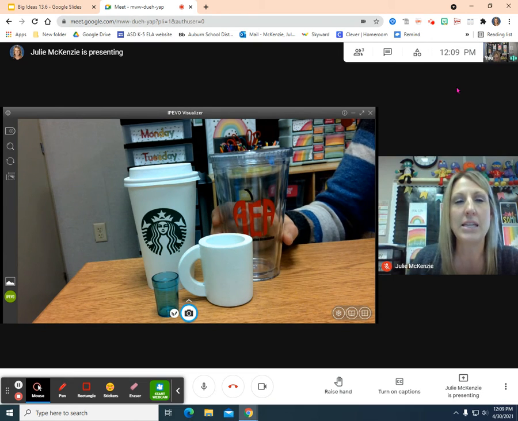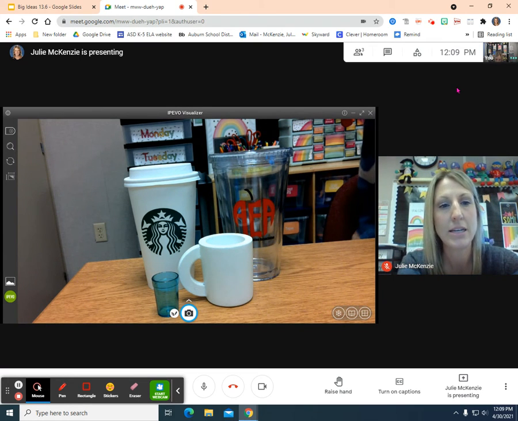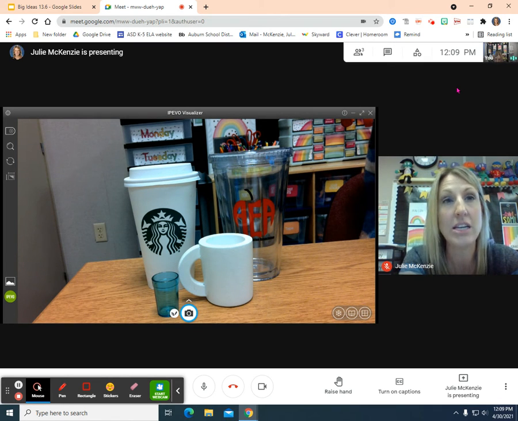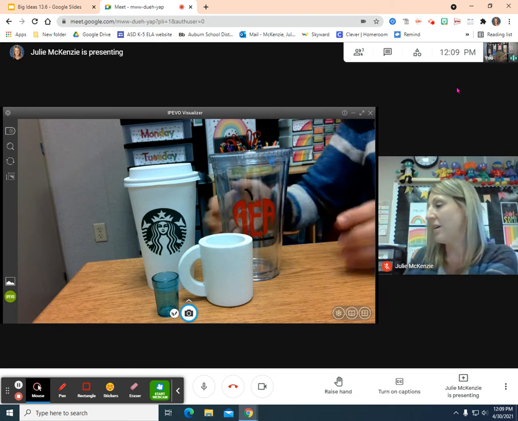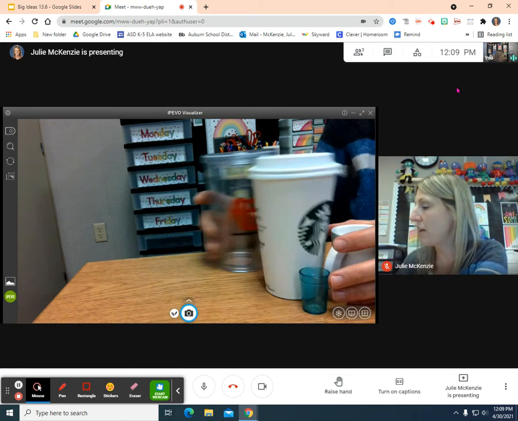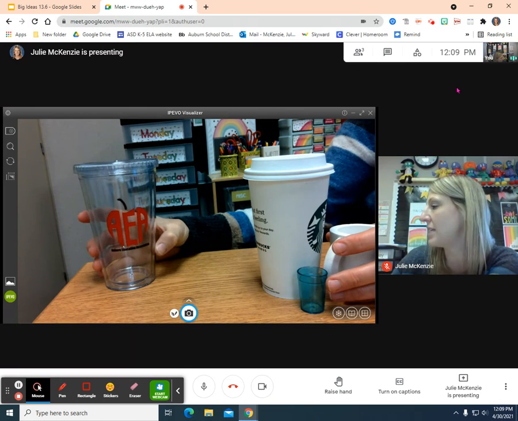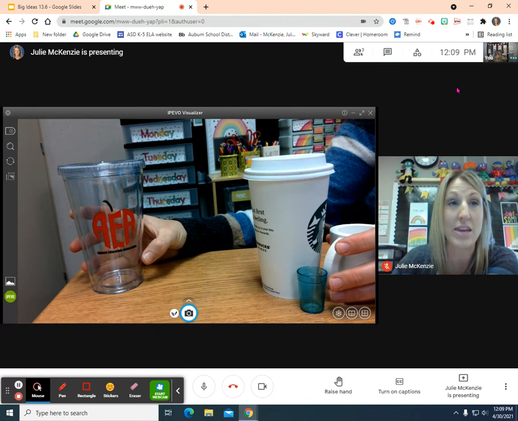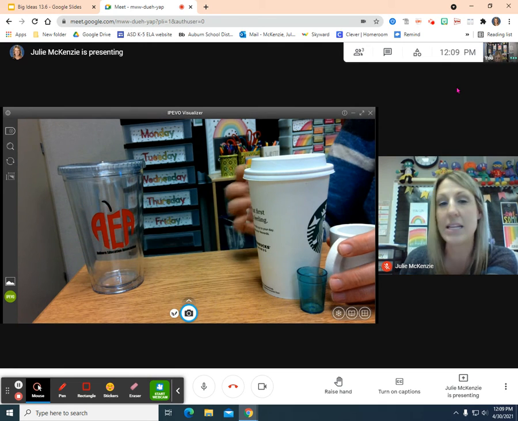Okay, please take a look at all of my cups. I want to know which one has the greatest capacity, and I want to put them in order from greatest down to the least. Who can tell me which of these 4 cups has the greatest capacity out of all of them? All right, it is this one with the red writing. This is the biggest cup. This one holds the most coffee. It has the greatest capacity.